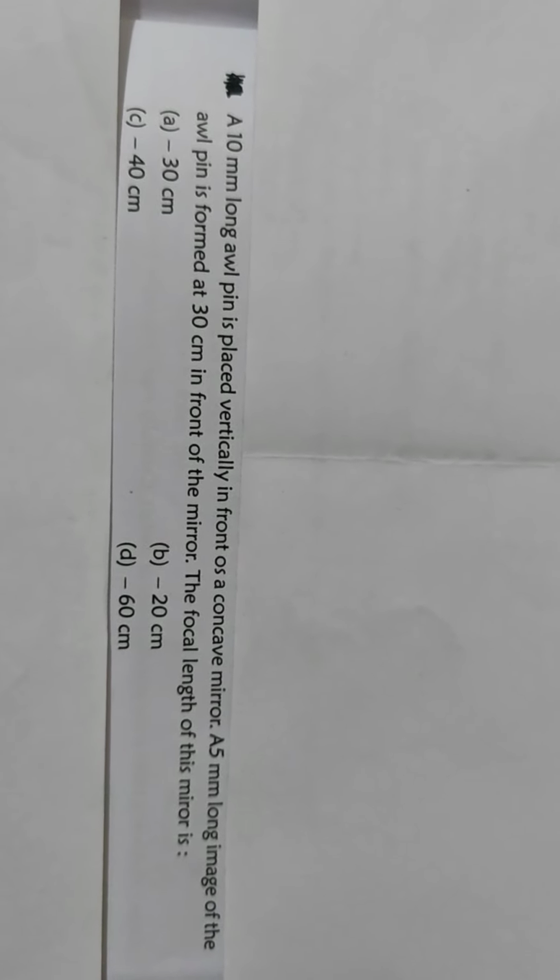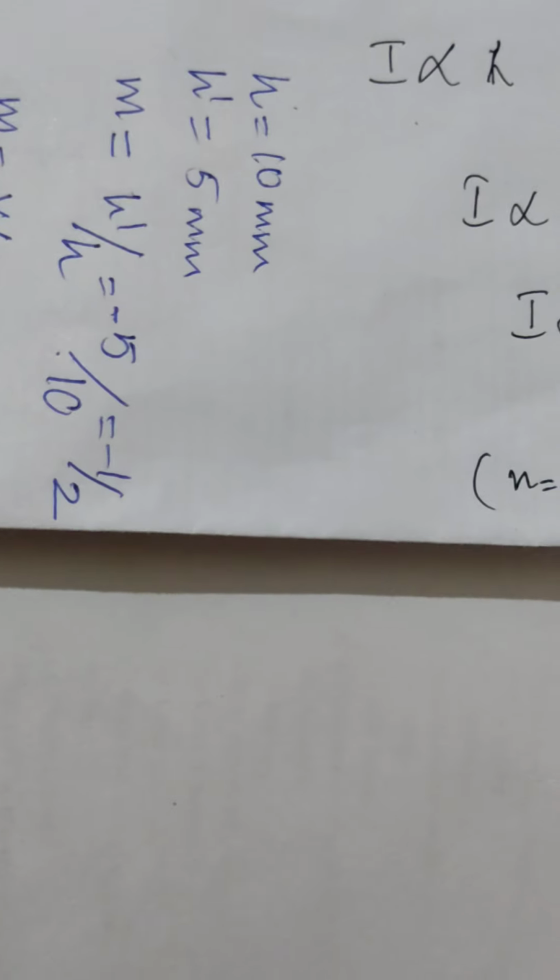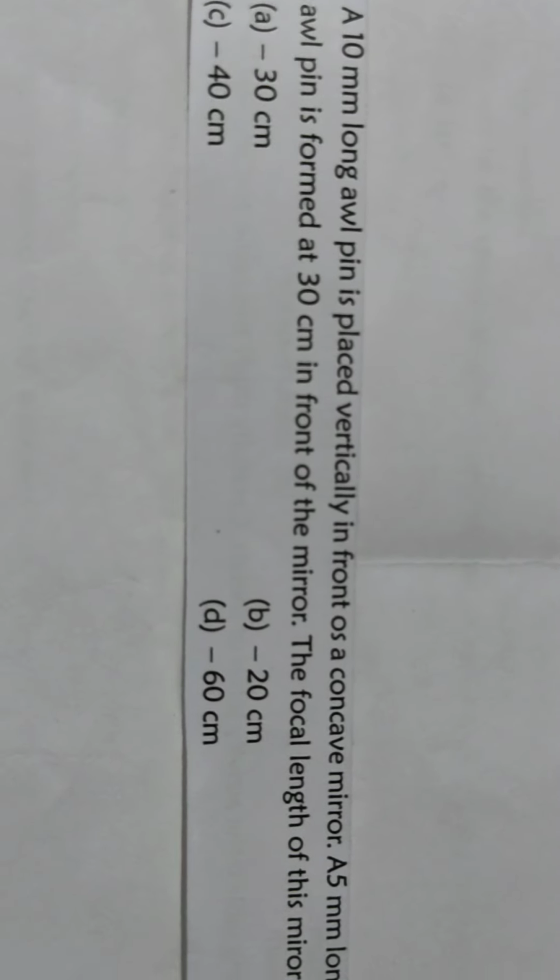But anyway, we know that this mirror is a concave mirror, which is given in the question. So focal length has to be negative, and in fact it is negative in all the options. So let us work out. Now, since length of the pin is 10 millimeter, the height of the object, which is represented by h, is 10 millimeter. It is placed vertically in front of a concave mirror.